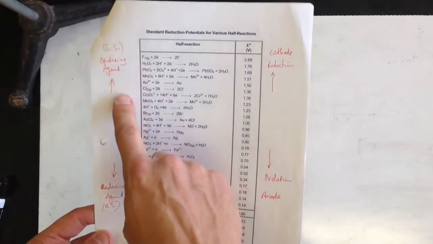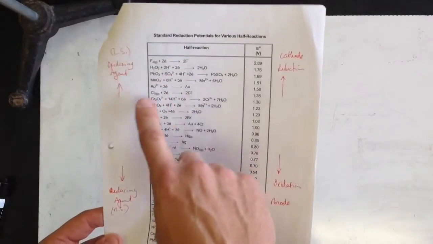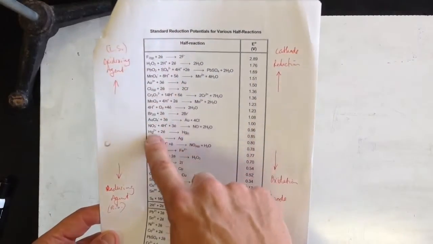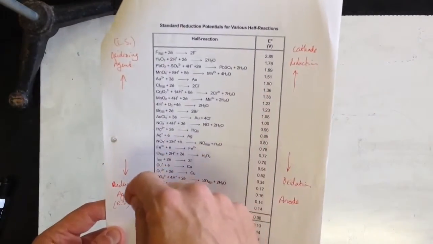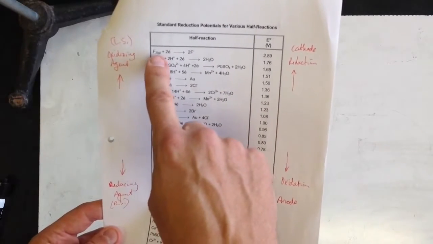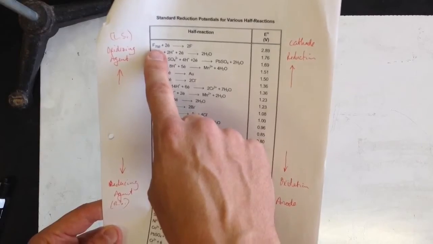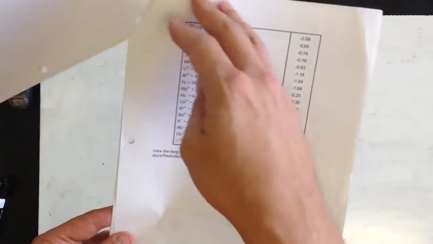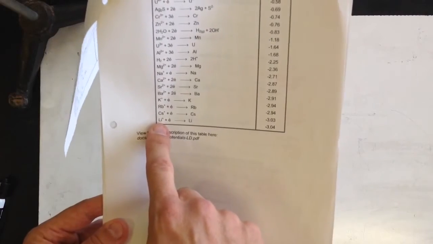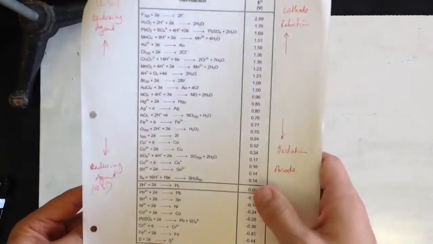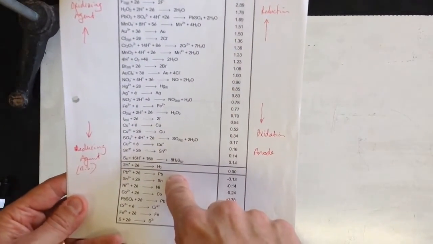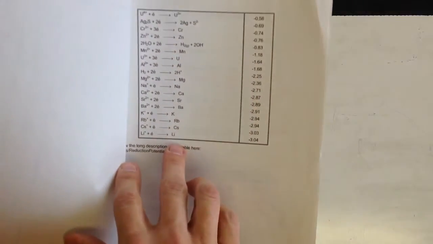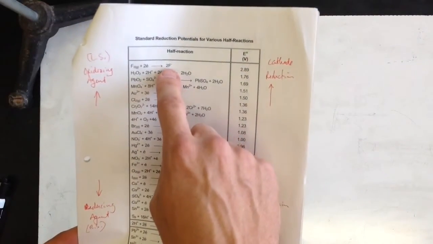You'll notice that I've also added a couple of annotations to the side here. If we look at the left side, all of these reactants are ranked in order of decreasing oxidization. So your strongest oxidizing agent is going to be fluorine, and at the end, your weakest oxidizing agent is lithium plus. On the right side, the product side, our reducing agents are increasing as we go down. So the strongest reducing agent is going to be lithium metal. The weakest reducing agent is going to be the fluoride ion.